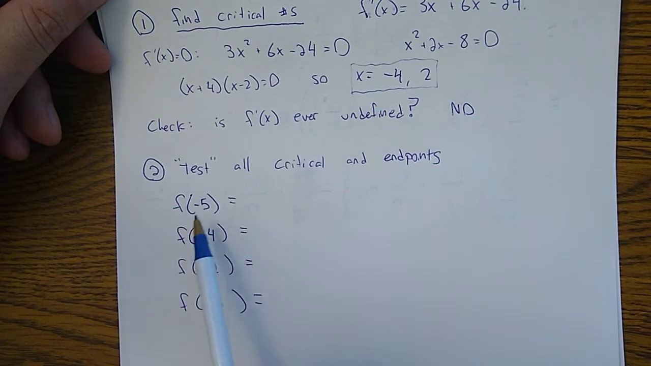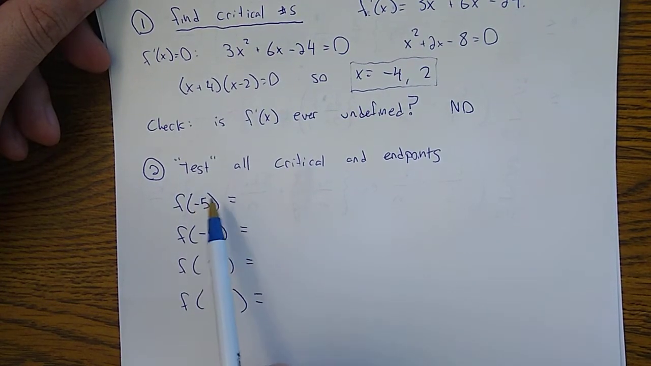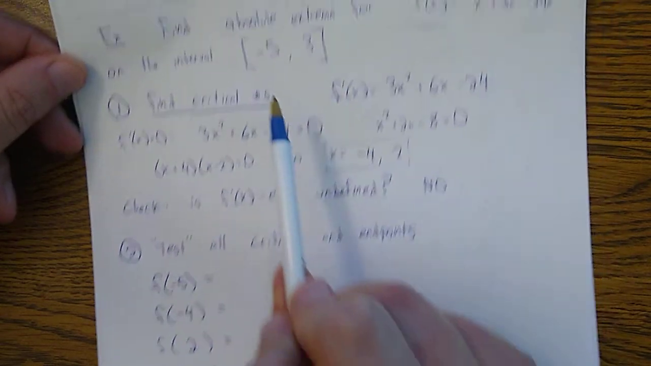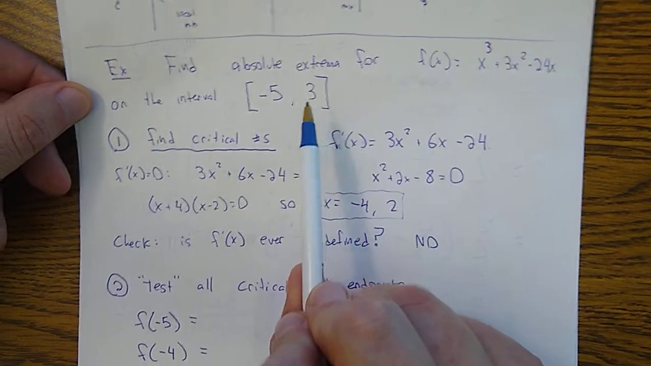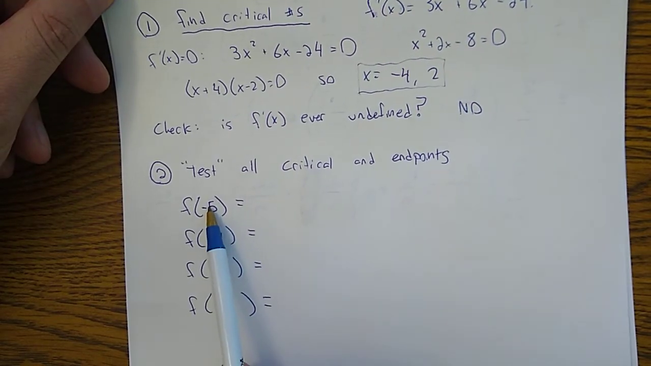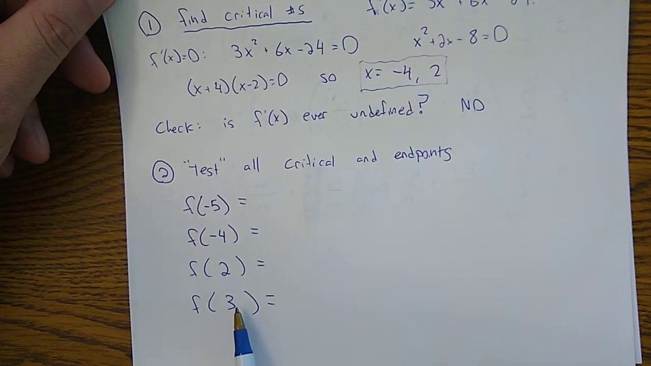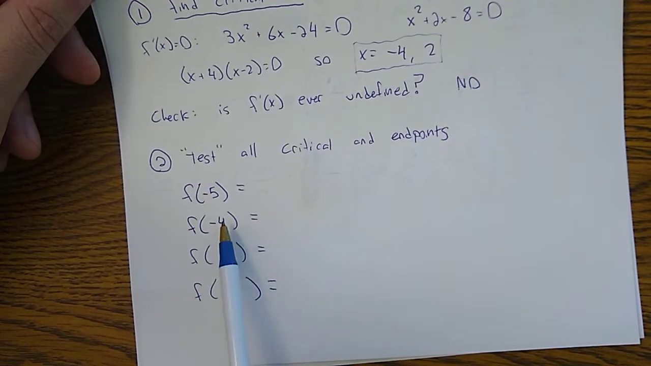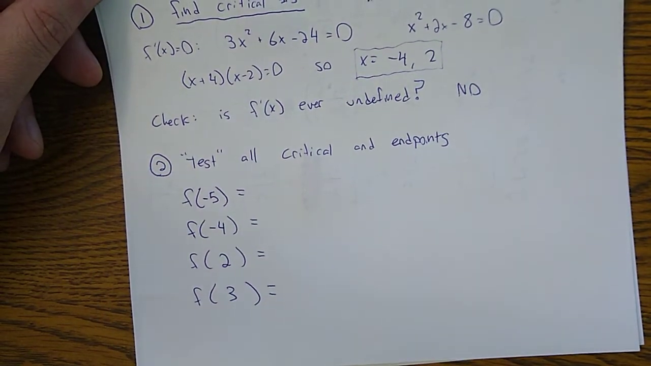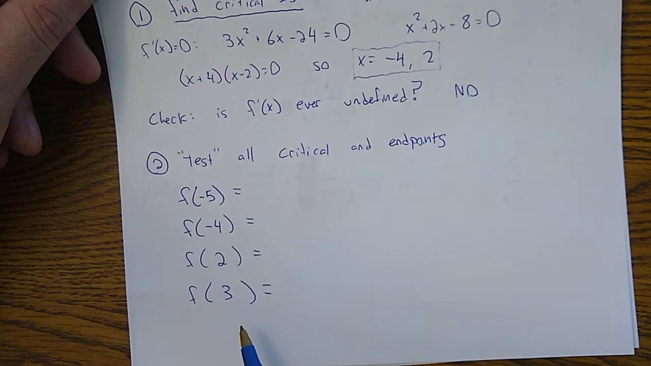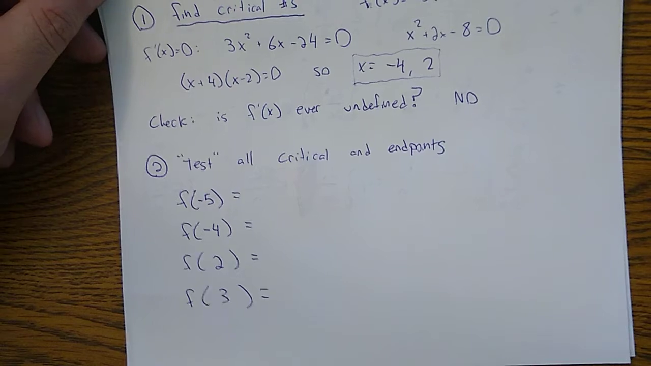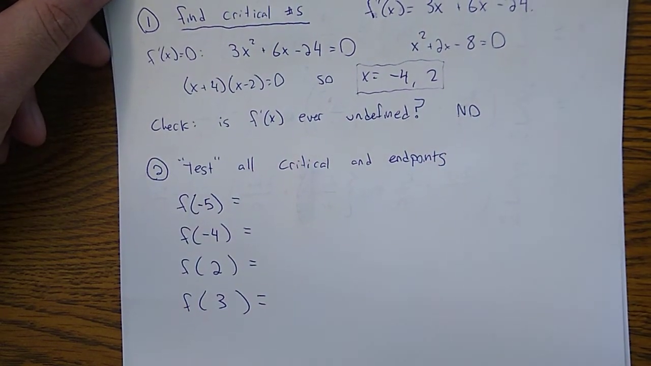So what I have down here is I've written down and put them in order. There's both endpoints, the endpoints of the interval, -5 and 3. So -5 is going to be my first one, and 3 is going to be my last one. And then I also put my critical numbers in there: -4 and 2. So I put all critical points and all endpoints, and I put them in order. You don't really have to put them in order, but somehow I like to.